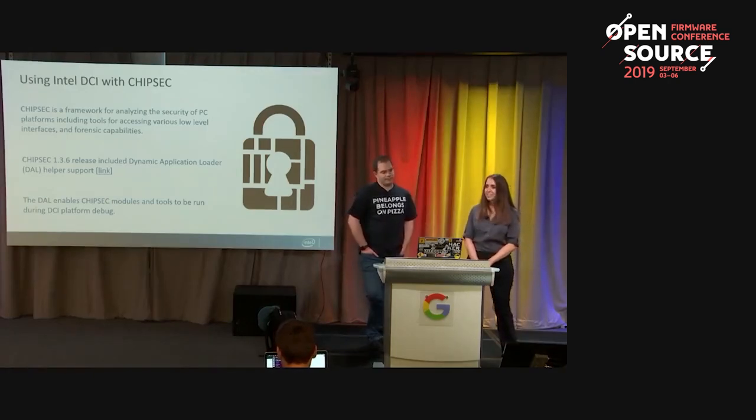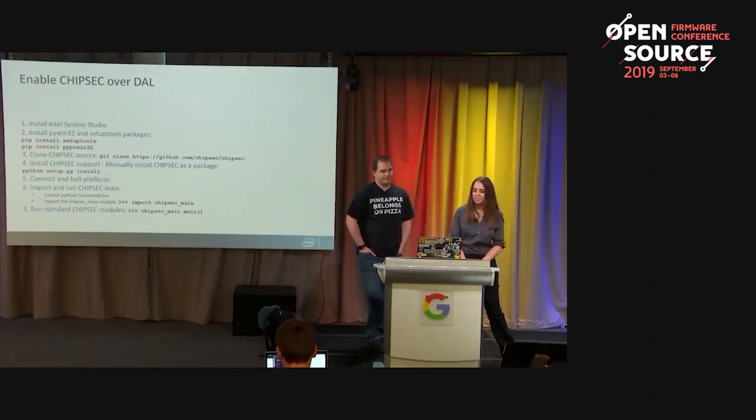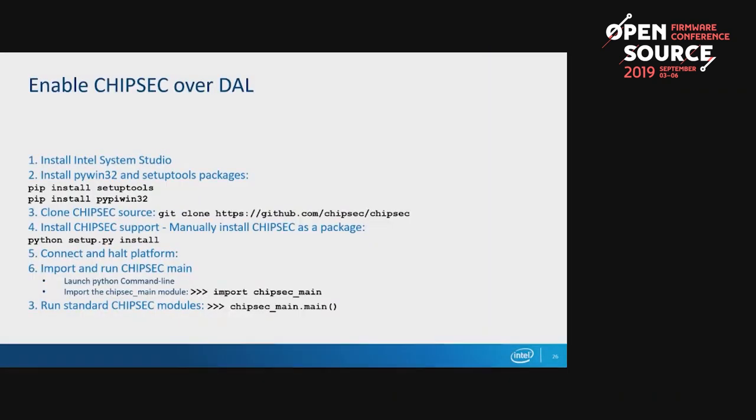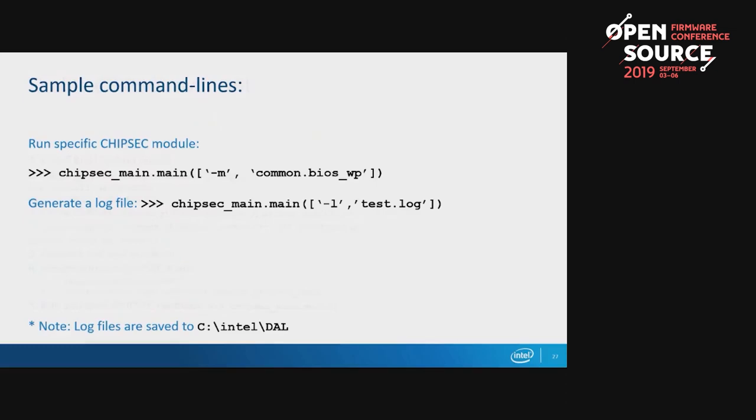The formatting for ChipSec is a little different. So basically what you want to do is just install System Studio, then install Python 3.2 and setuptools. So you clone your ChipSec, you install ChipSec, connect and halt the platform, and then you import ChipSec. So for example, import chipsec_main, and then you can run chipsec_main.main. And if you want to run a specific module, there's a bit of funky parentheses and a comma syntax here, but you can run just the BIOS write protect, or you can do logs.